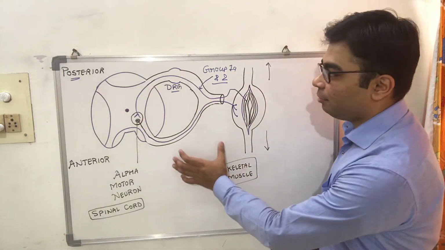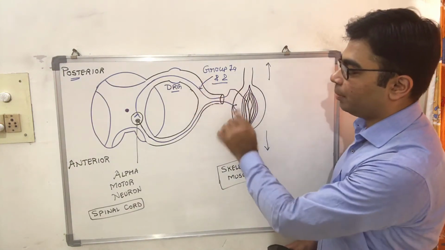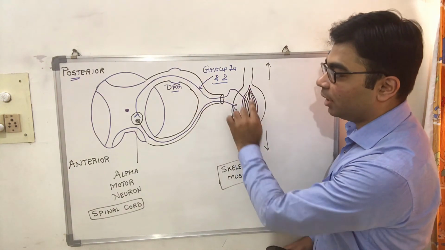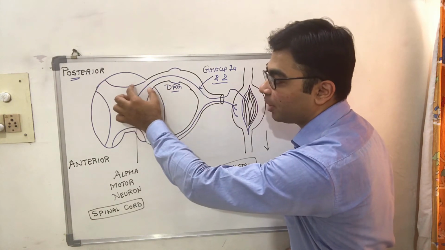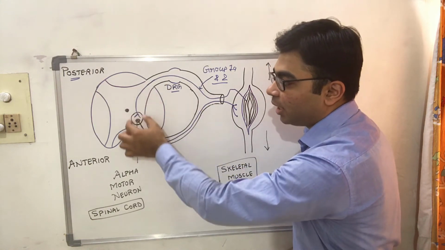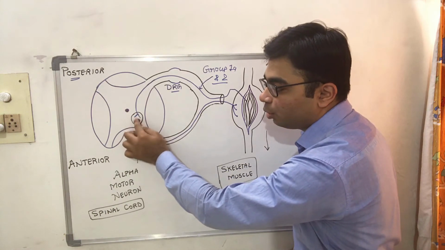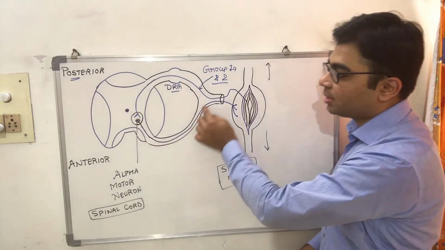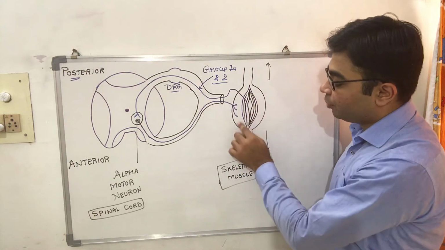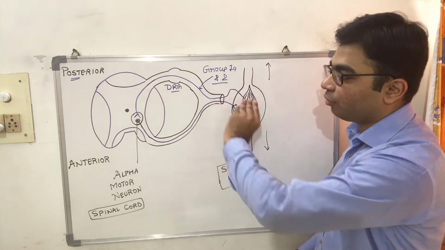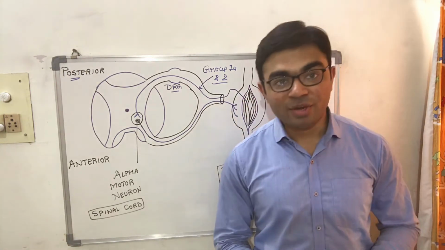So again, let us revise it. Group 1A and 2 fibers arising from the muscle spindle carry the impulses to the posterior gray horn of the spinal cord. From here, it goes anterior, the alpha motor neuron is stimulated, it discharges the impulses, and they terminate over the extrafusal muscle fiber, and it gives the message of the contraction of the muscle fiber.